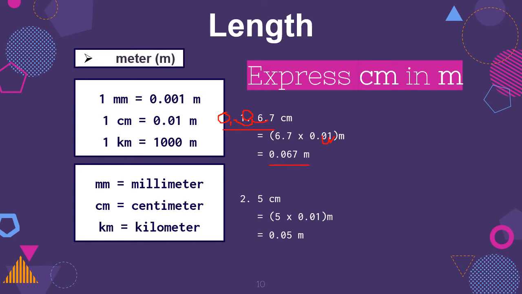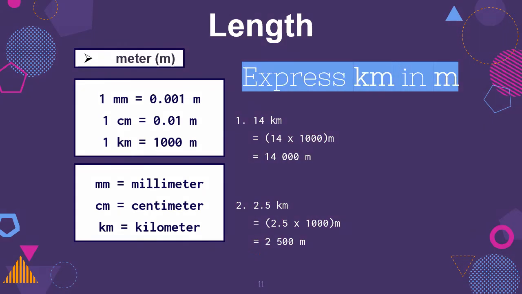Also here, the decimal, 1, 2. So add 2, 1, and 2. So add 0, then the decimal point, then 0. So the answer is 0.05 meter.